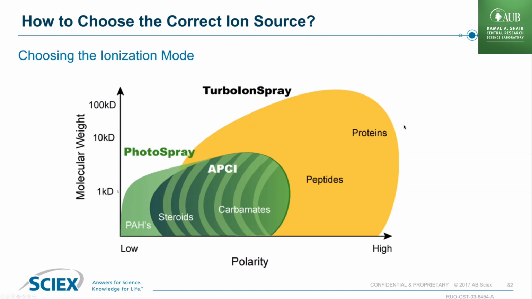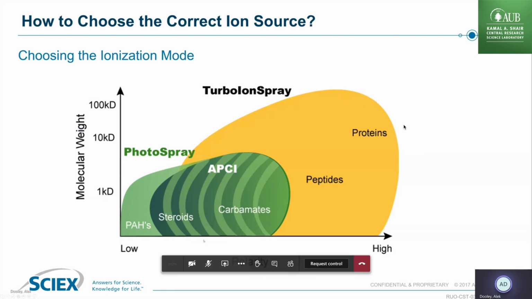So here's 1,000 Daltons, 10,000 Daltons, 100,000 Daltons. The yellow area is the electrospray area. That is also called by SCIEX turbo ion spray, because we have this turbo V source. However, it's just electrospray. Now, electrospray, the yellow area, continues in the back as well. So electrospray is this huge region.